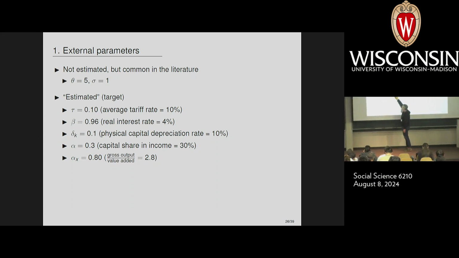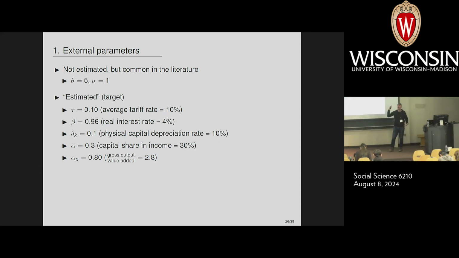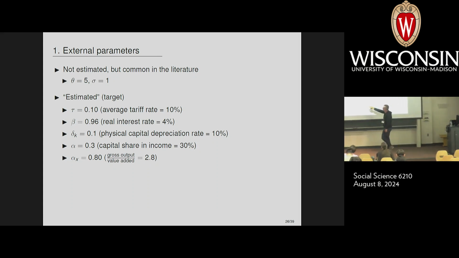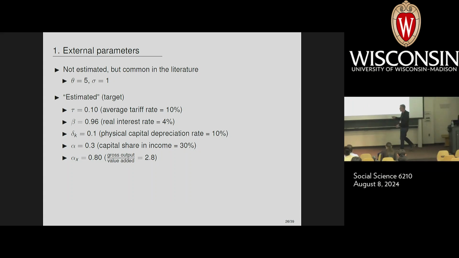Here's that thing I was mentioning before, gross output versus value added, right? In the US economy, that ratio is almost 3. And so that pins down how important intermediate goods are in production.